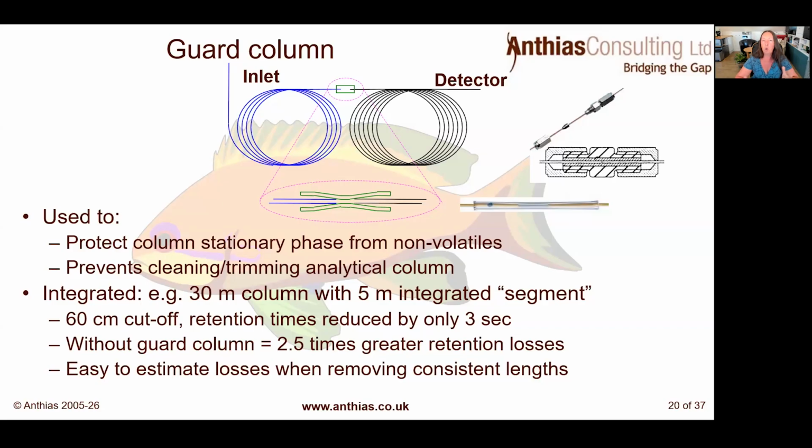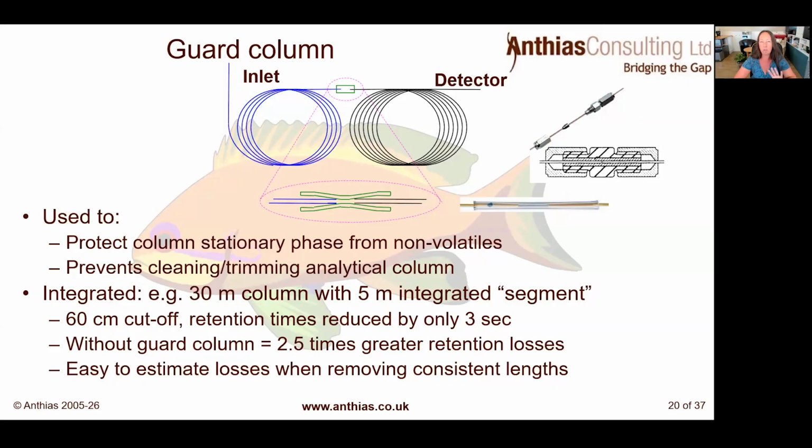If you've got lots of high molecular weight compounds, lots of matrix, etc. in there, then you could think about using a guard column. This is used to protect the column stationary phase from our non-volatiles, and it prevents cleaning or trimming of the analytical column. So what you're going to do is just trim off the guard column, and of course you've still got the same amount of stationary phase in there, and you're going to get less stationary phase bleed. You can get columns which are integrated, so for example, you could purchase a 30-meter column with an extra 5 meters of guard column at the front end. And the guard column itself is deactivated fused silica.